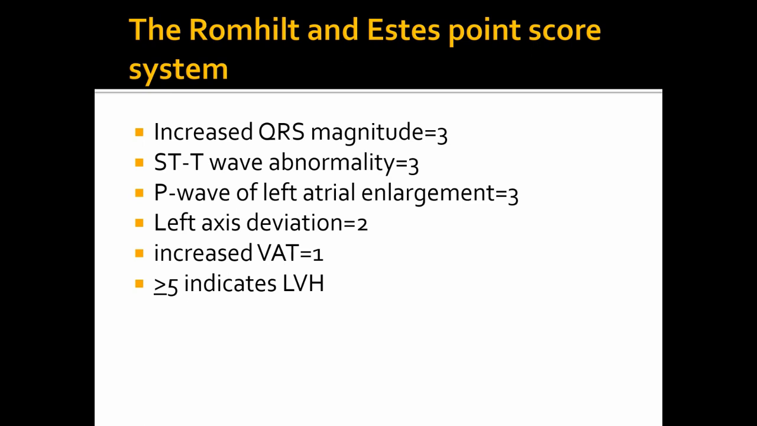This is another criteria. It's a bit difficult one, and it takes into account many non-voltage criteria as well. So if QRS complex amplitude is increased, it will constitute 3 marks. ST-T wave abnormalities, 3 marks. P wave of left atrial enlargement, 3 marks. Left axis deviation, 2 marks, and increased ventricular activation time, 1 mark. And the total of these scores should be more than 5, and it will constitute the criteria for left ventricular hypertrophy.